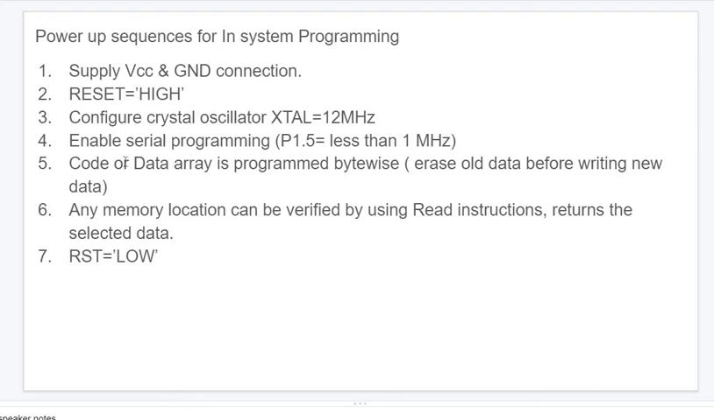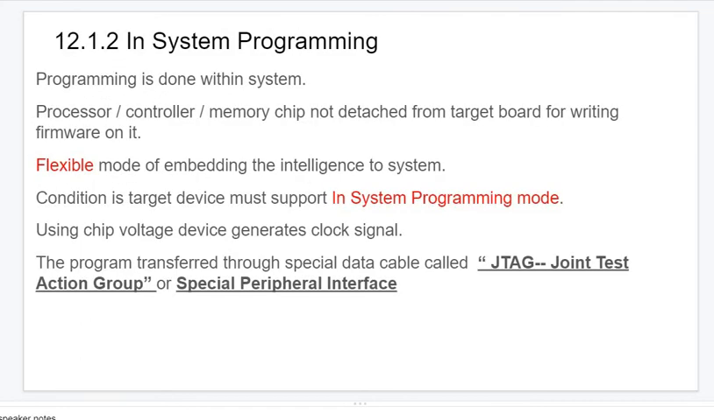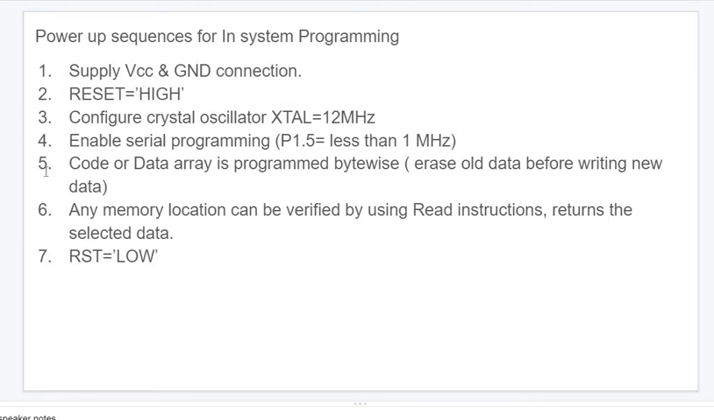Next, what are the sub-steps of in-system programming? There are seven sub-steps. 1. Supply the VCC and ground connection. Why is it important? VCC for activating the signal or components, ground to remove the extra current. 2. Reset should be high initially. 3. Configure the crystal oscillator to 12 megahertz. Why 12 megahertz? Because it gives good throughput of data.